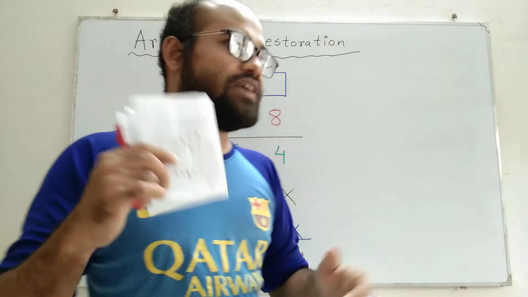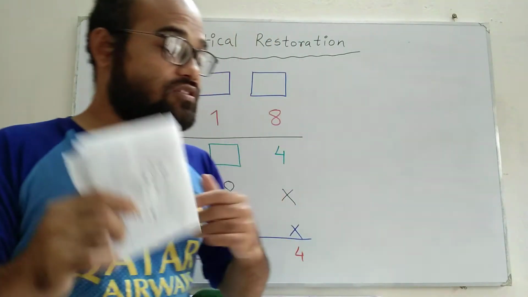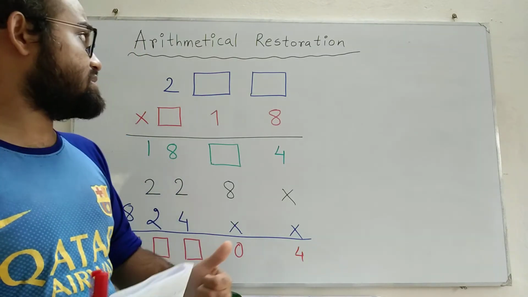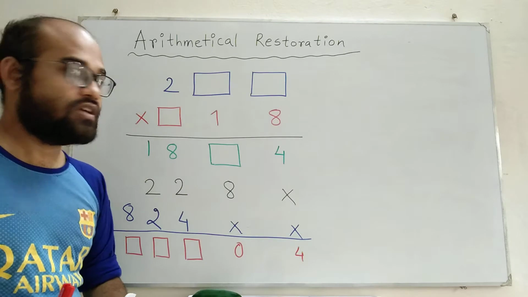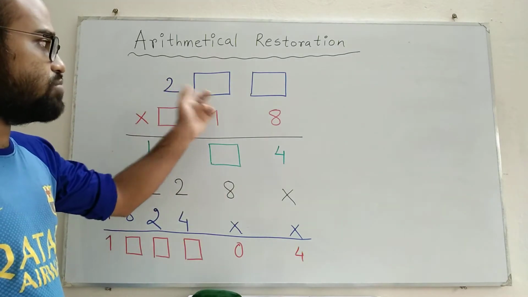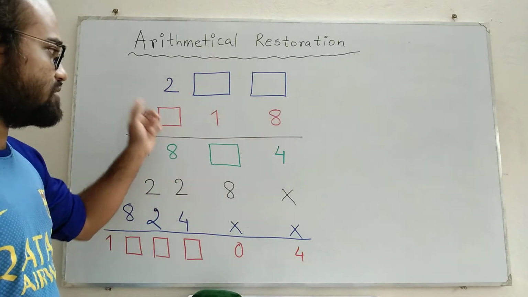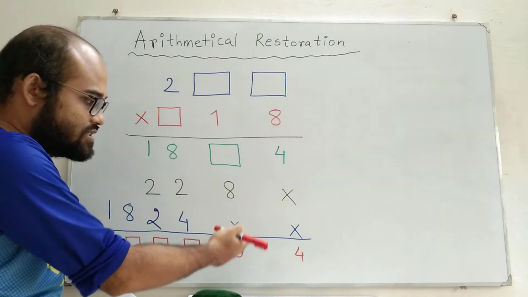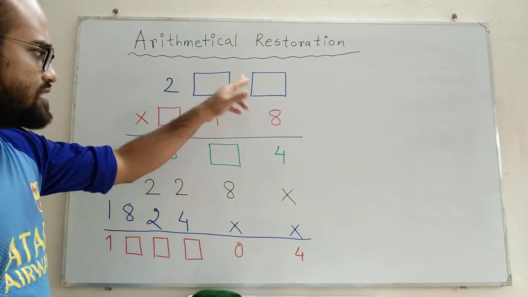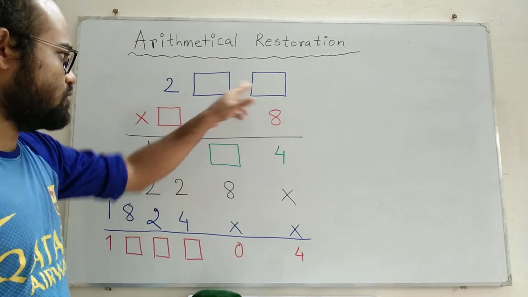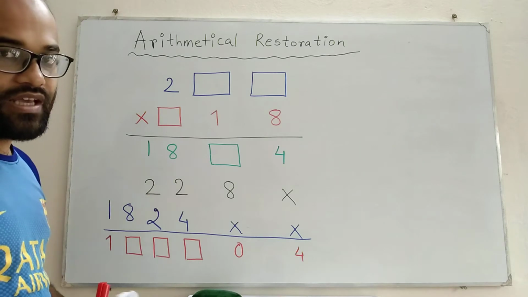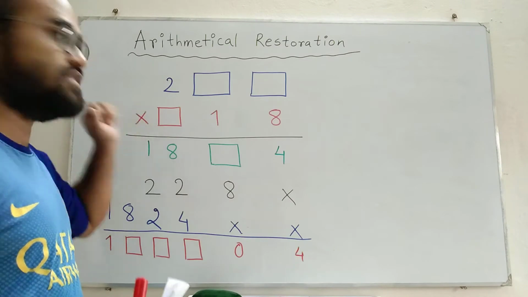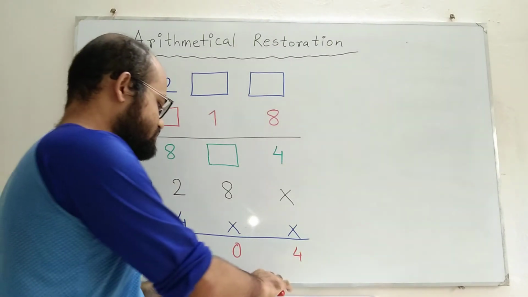So, in order to clarify our concept, let us make use of a concrete example as shown on the board. We have a number 2 blank blank times a number blank 1 8, and the series of operations is shown. As you can see, there are some gaps: blue gaps, red gaps, green gaps. Our goal is to fill up those gaps using our knowledge of multiplication in our case. So let's start.